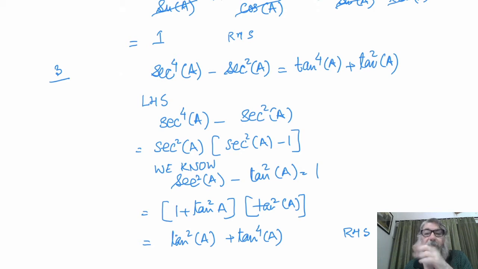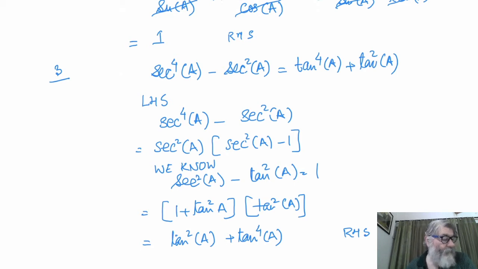So in all these three questions, you must have noticed that we only used the basic concept of the identities, basically three identities. Sin square theta plus cos square theta is 1. Sec square theta minus tan square theta is 1. And also cosec square theta minus cot square theta is 1.